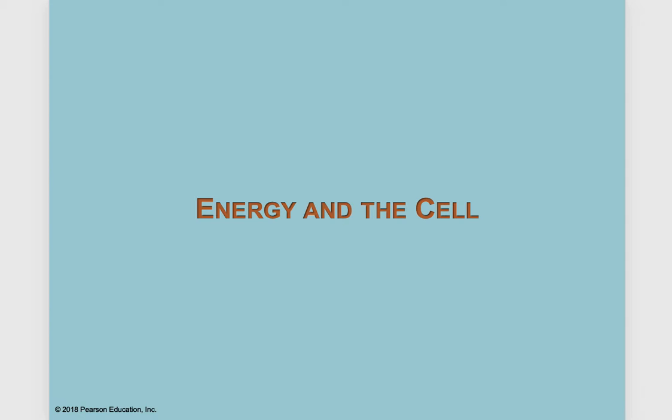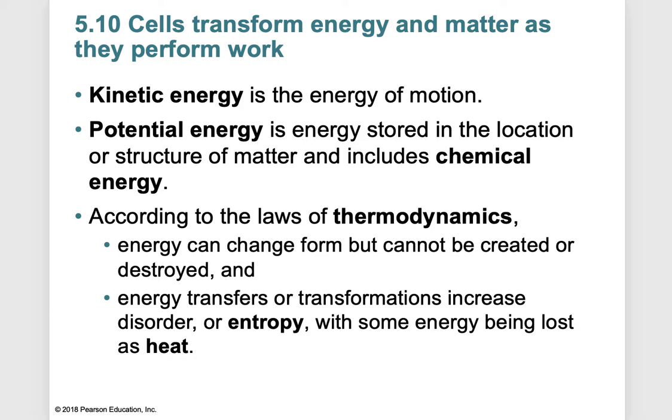All right, so now let's talk about energy and the cell. There are all different kinds of energy, and the cell is able to transform that energy and matter as it performs work. Kinetic energy, you might have heard of this before, is the energy of motion. Potential energy is more of a stored energy. Think of eating a piece of toast. What is stored in the toast? We have sugars, carbohydrates. That energy is stored in our bodies and then able to be converted into active or kinetic energy.